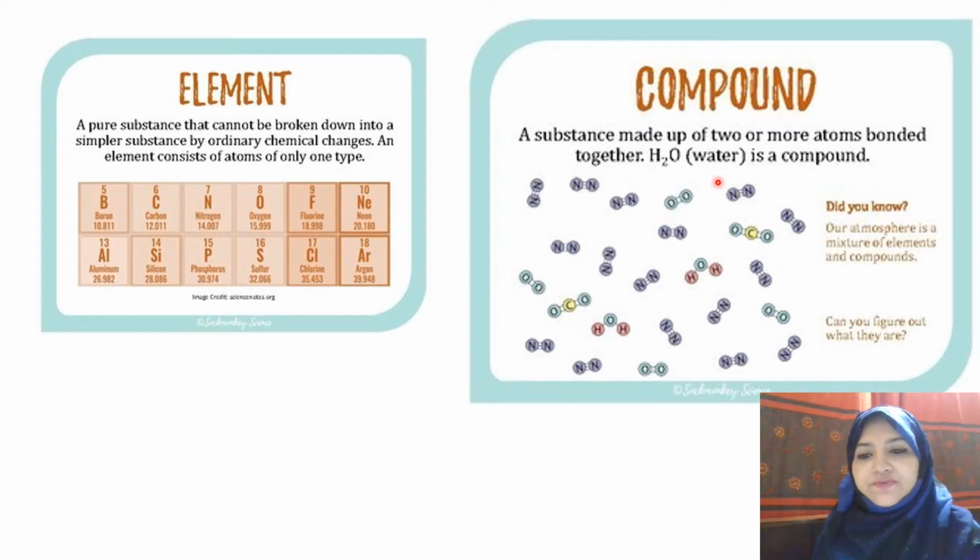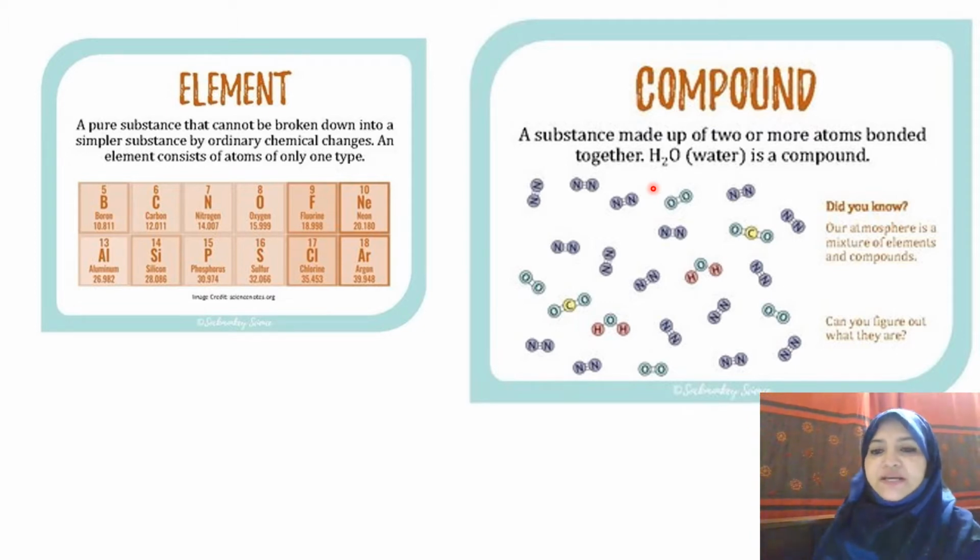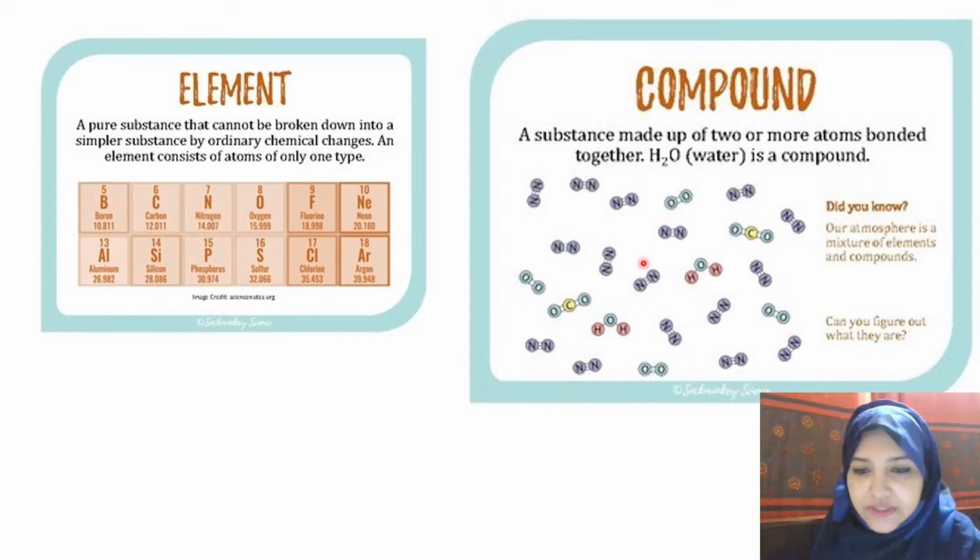That means from this formula we can easily observe that two different elements are present. One is hydrogen, two atoms of hydrogen, and one is oxygen. One atom of oxygen is chemically bonded to form water.